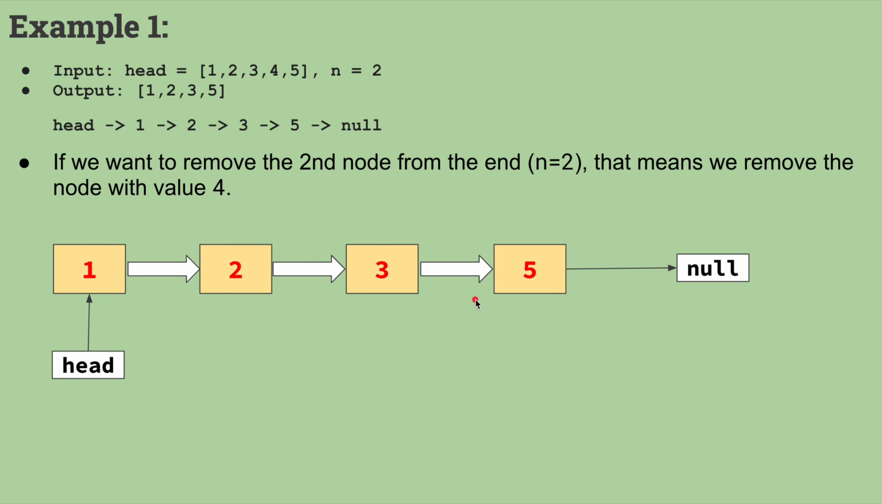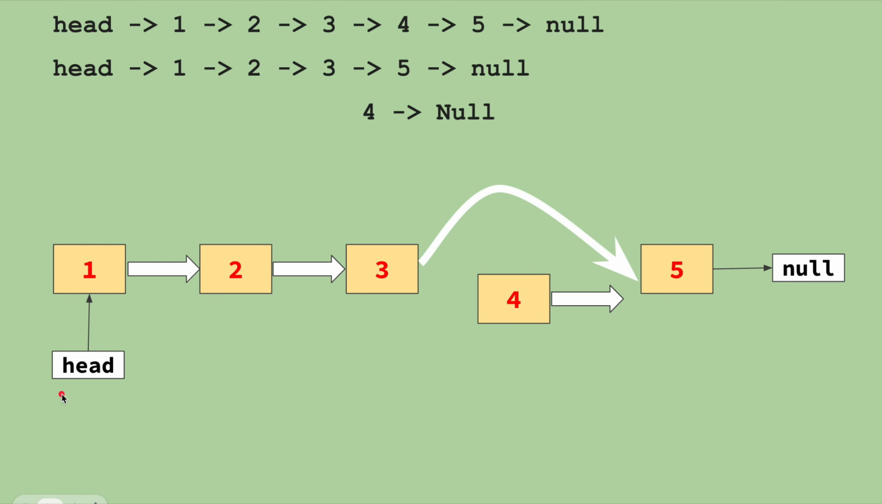So if we want to remove the second node from the end, n equal to 2, it means we have to remove that node, the node with value 4, and you will have the updated list like this, and you have to return it again with the head. Now think about how it is removing. So previously 1, 2, 3, 4, and 5. These are the nodes we have given, right? As I told you, each node contains data and the value of the next node.